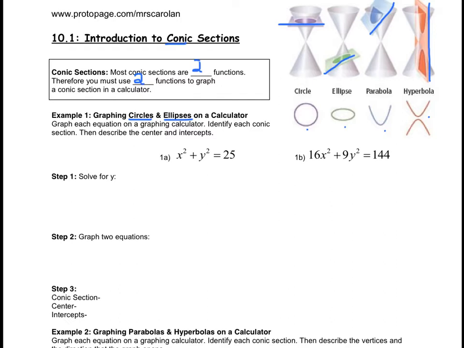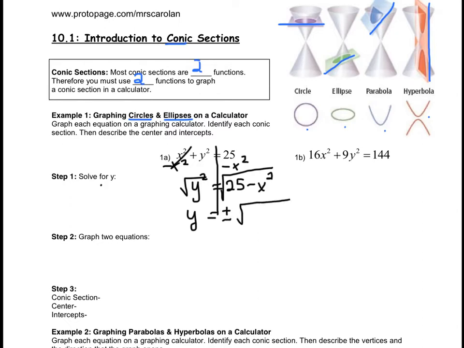So the first thing we do to figure it out is we solve our equation for y. That's what we're going to do first. So I'm going to get rid of the x squared on both sides, and I'll have y squared equals 25 minus x squared. And then I need to square root both sides. So I have y equals, and this is where we get two equations from, plus or minus the square root of 25 minus x squared.